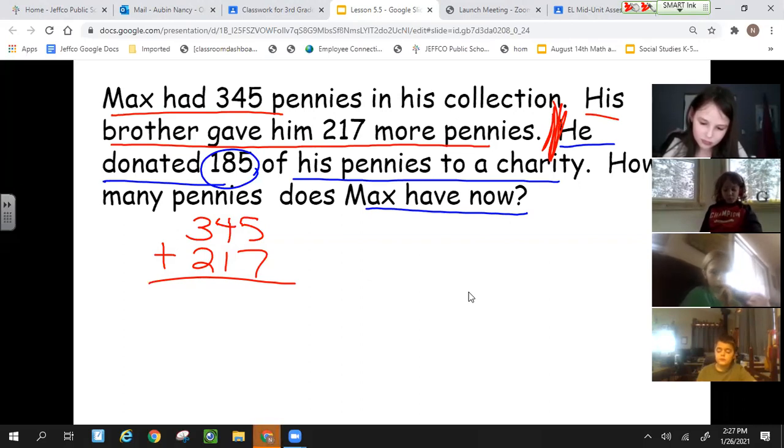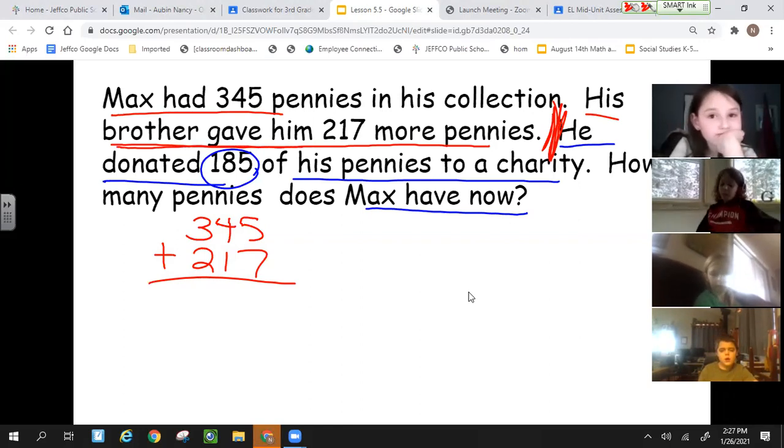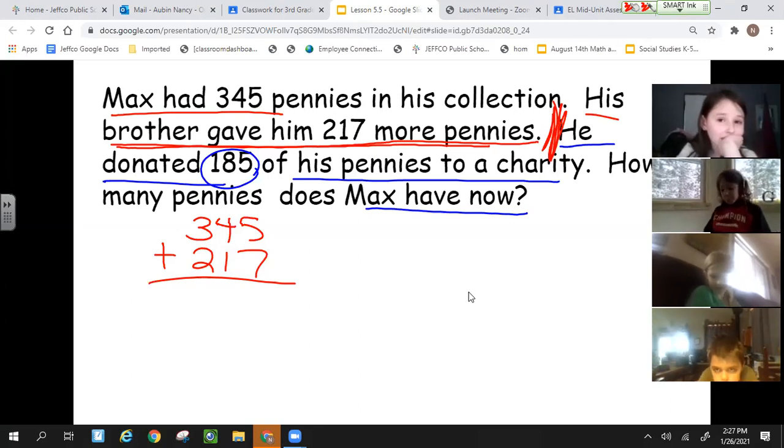Okay, before you go to the second part, how did you know you needed a total? What in the text helped you know that? Read it again. See what led you to that thinking. Max had 345 pennies in his collection. His brother gave him 217 more pennies. What words helped you know to add? More pennies. More, gave. Someone gave him more, so he's going to add.